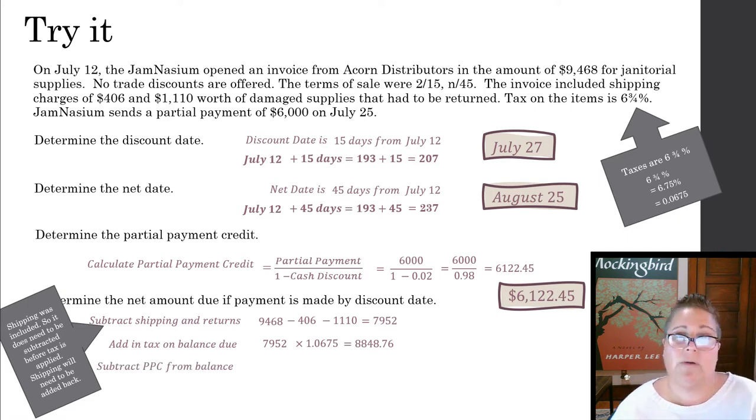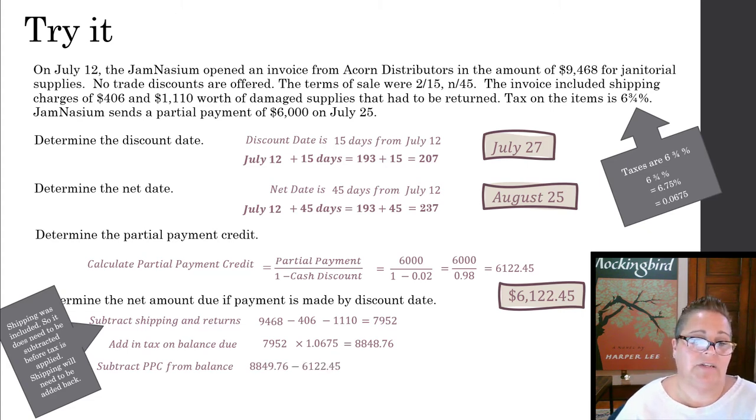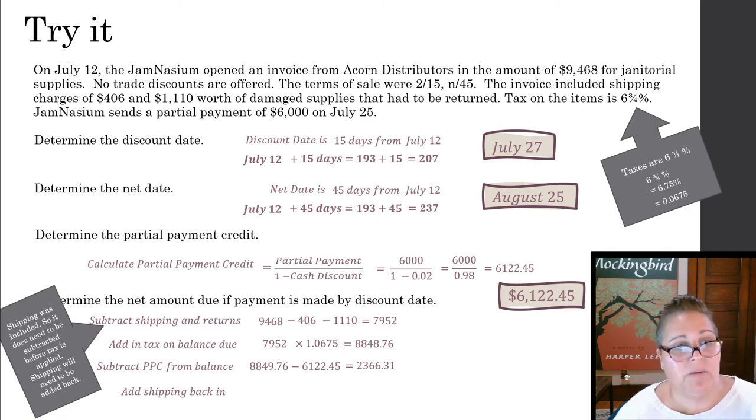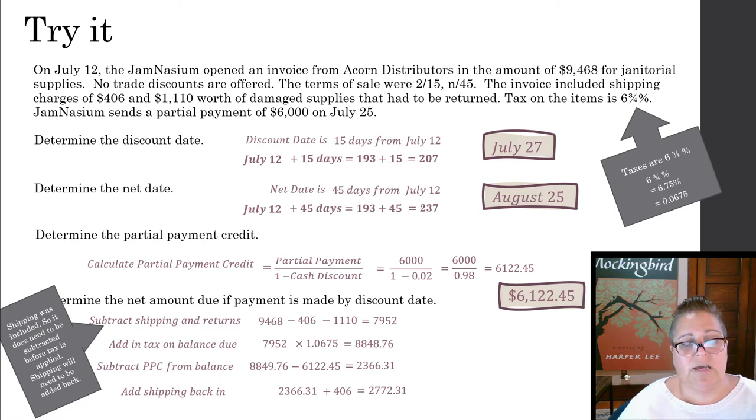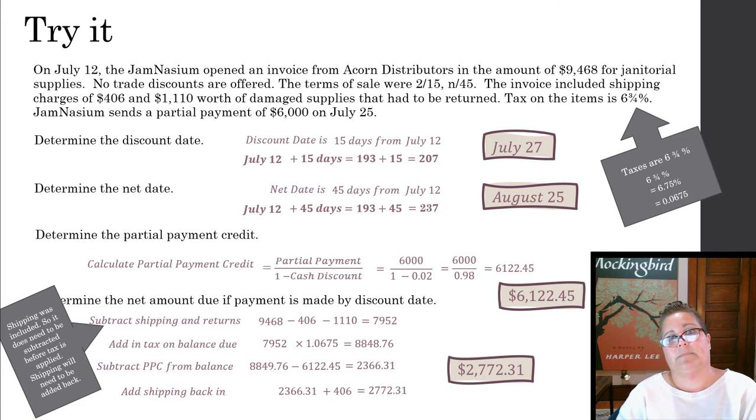So now I'm going to subtract the partial payment, because I can't subtract the partial payment until I've had my taxes in there. So $8,488.76 minus the $6,122.45 gives me $2,366.31. But I have to add the shipping back in because I still need to pay all $406 shipping. So $2,366.31 plus the $406 gives me $2,772.31. That's a lot.